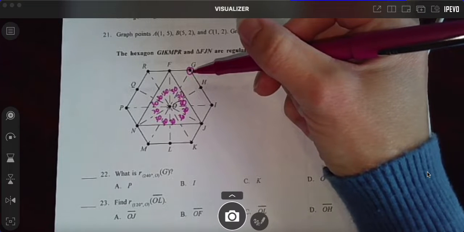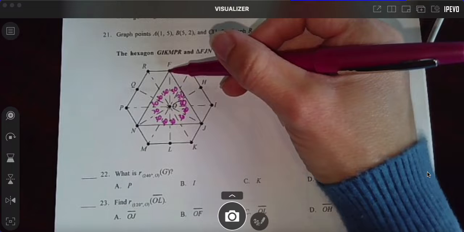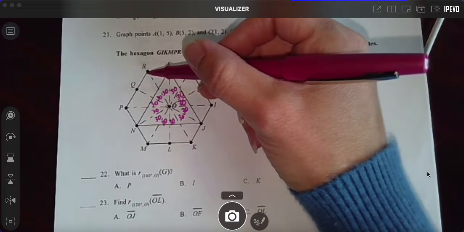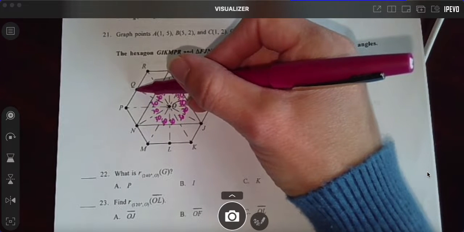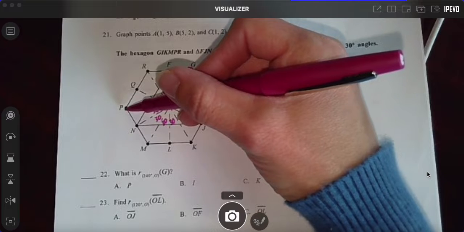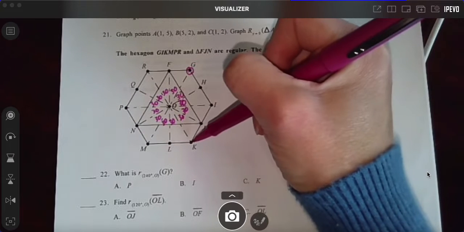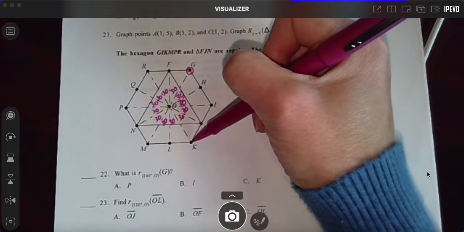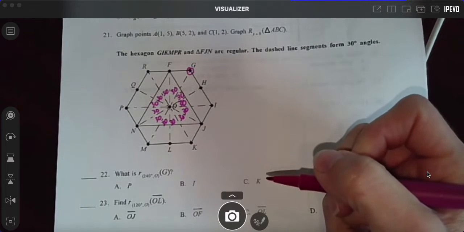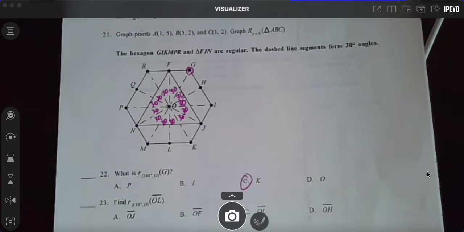So what are we going to count by? 30s, right? So I'd have 30, then what? 60, then what? 90, then what? 120, and then again 30, 60, 90, 120. So what is our answer? K. I just did 120 plus 120 was 240. That was easier for me to count. Okay, so number 22 is C.